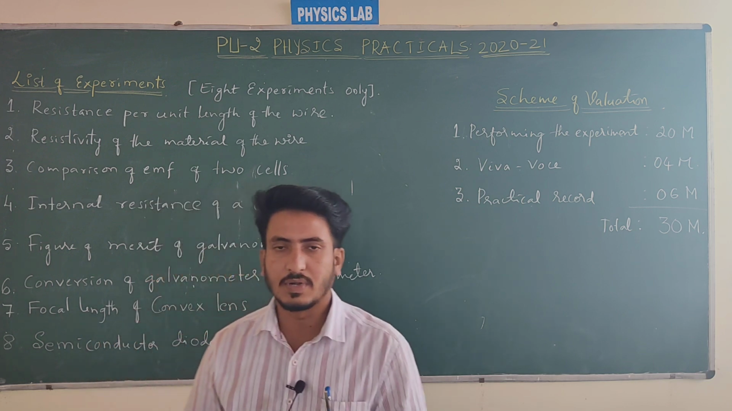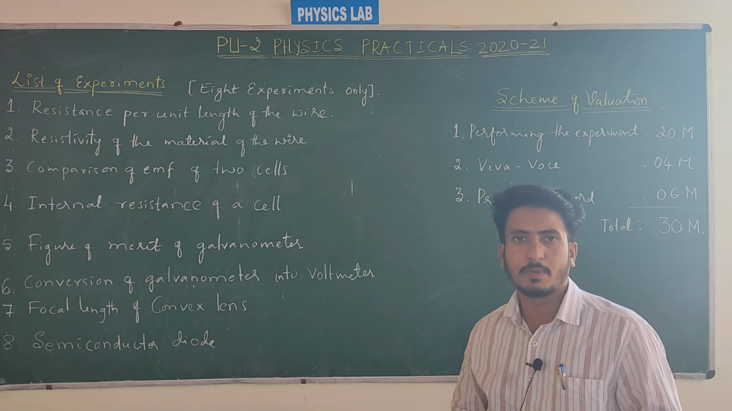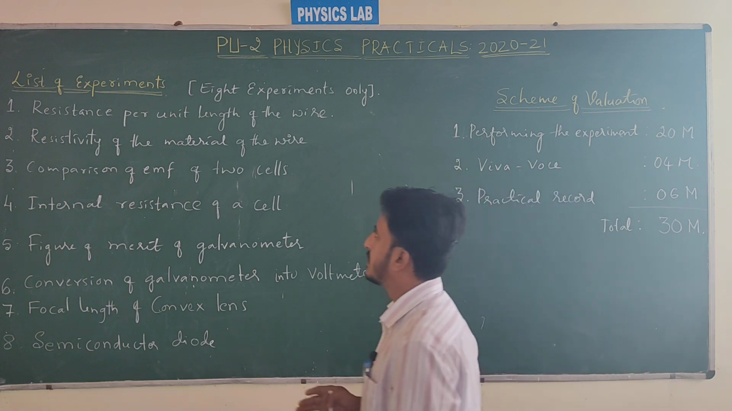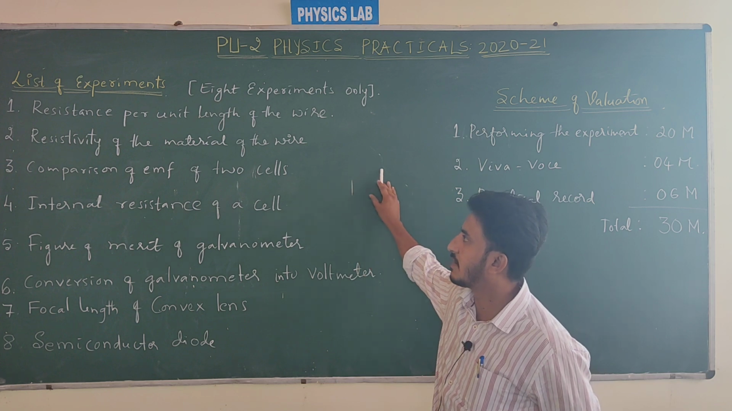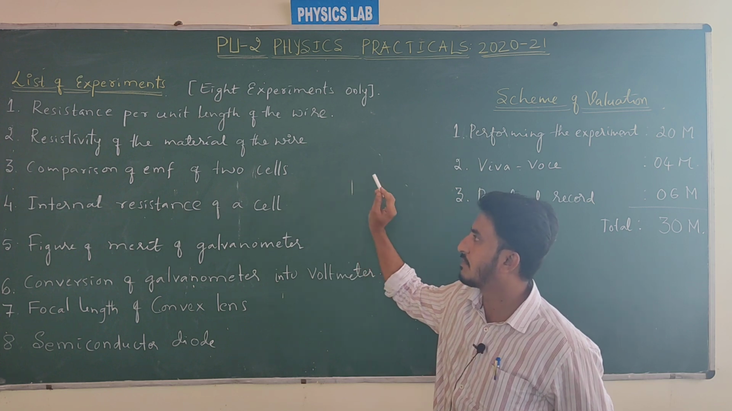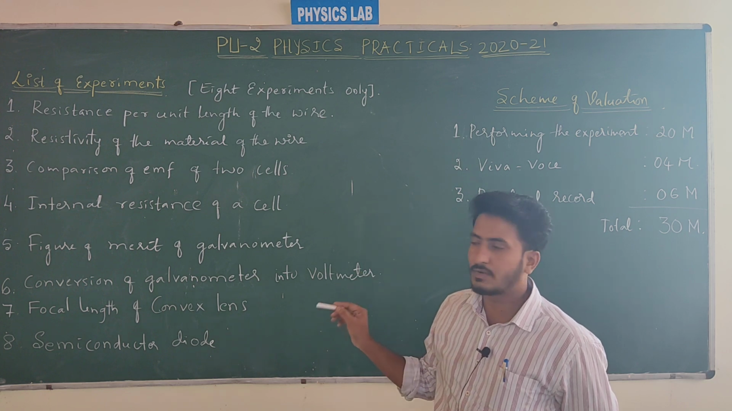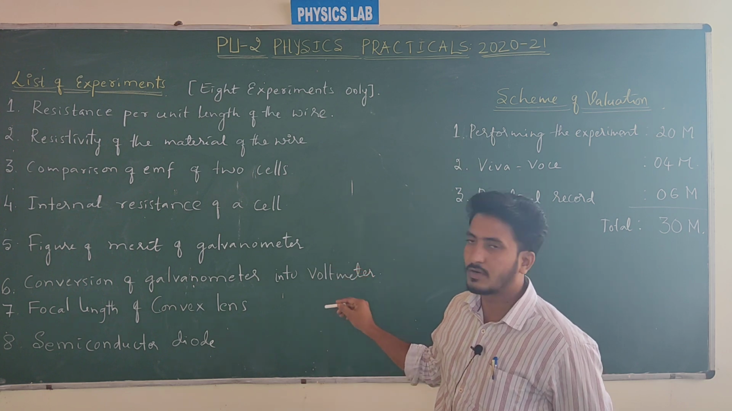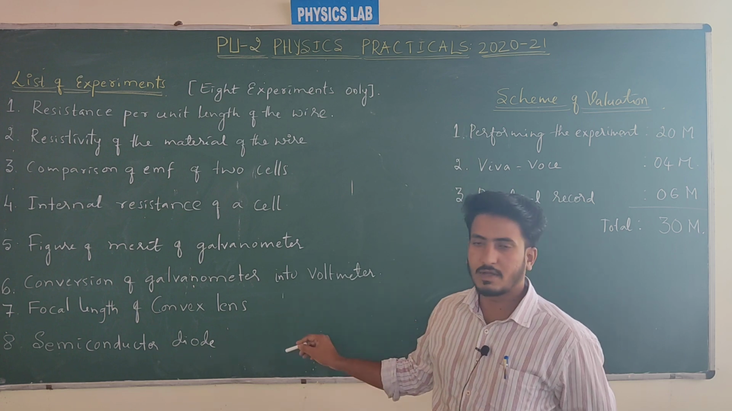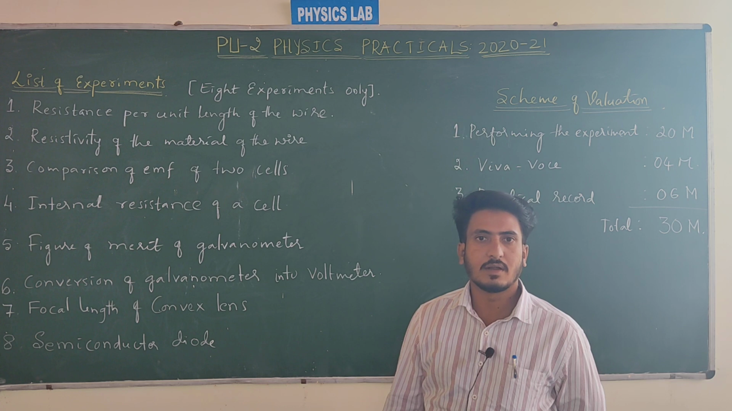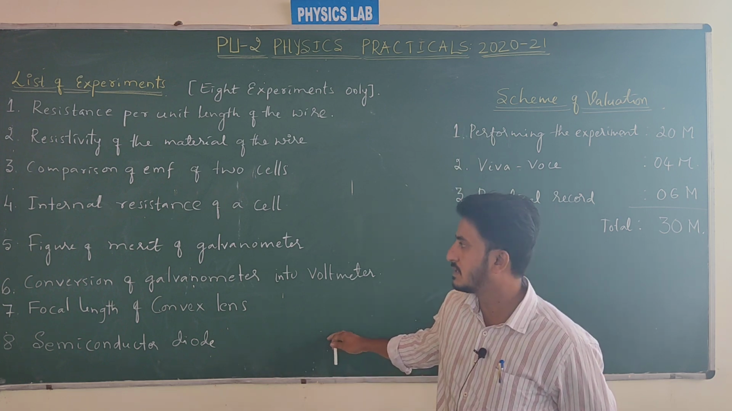See, this year in the 2020-21 academic year, we have only 8 experiments to be performed, and those 8 experiments are: resistance per unit length of the wire, resistivity of the material of the wire, comparison of EMF of 2 cells, internal resistance of a cell, figure of merit of galvanometer, conversion of galvanometer into voltmeter, focal length of convex lens, and semiconductor diode. So these are the 8 experiments which we are going to perform in this year.